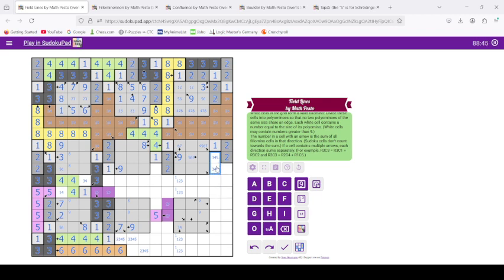If this is not a 3, then it goes here. 5 makes that a 1. 4, it could be a 1 or a 3. Could it be a 3? If this were a 4, this were a 3.